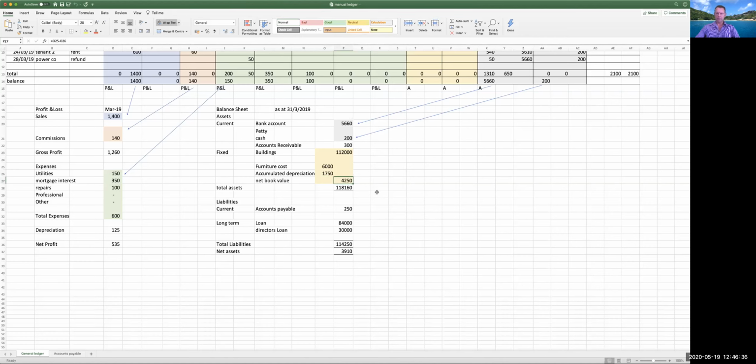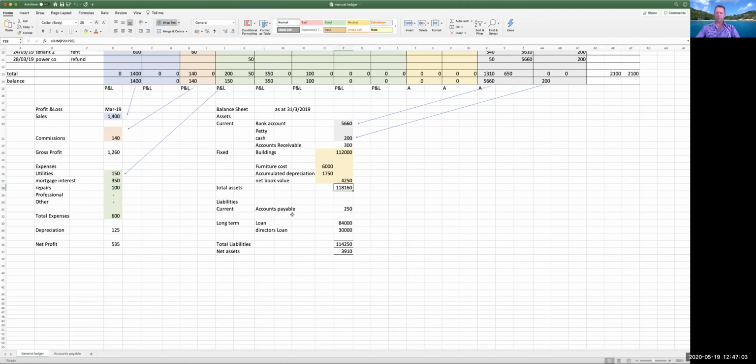1750, and so the value of that furniture, the book value of that furniture, disregarding how much you would get for it on eBay, is £4,250. And that 1750 has dripped itself in over the past 14 months of profit and loss accounts as 125 in each month.